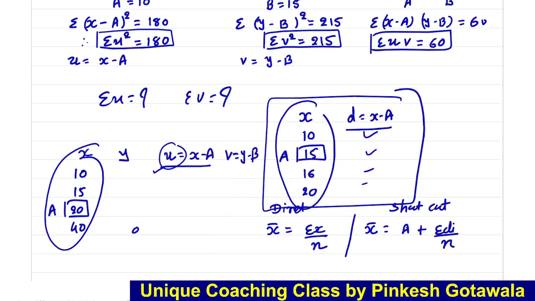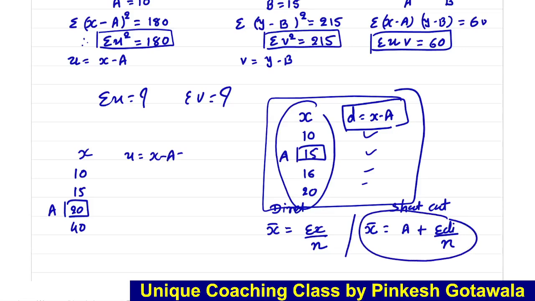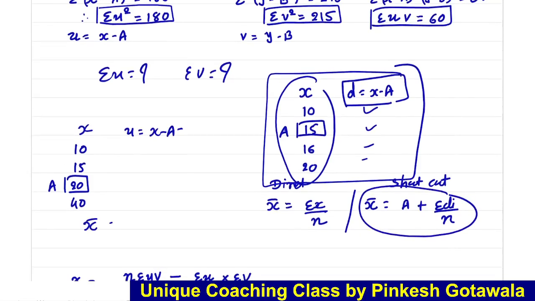So I just want to say that these both are the same, only the name changes. What is the name change? Here we use d as x minus a, so here we use u as x minus a. That's it, only that change. Now here, what is the formula to find out x bar? So here we apply the formula x bar equals a plus sigma d divided by n.